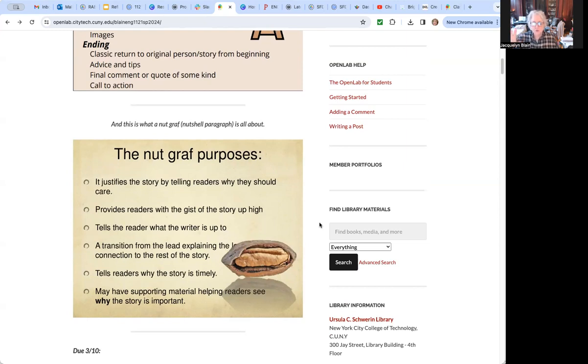So you got this cool opening that may actually make the reader go, what? I want to know more. And then the nut graph shows up and says, this is what we're going to be doing. This is why you care. This is why it's timely. And it works as a transition from that cool hook to the research and information in the article itself. Okay, so it could have some other stuff in it too, but that's what a nut graph is. It's pretty short.